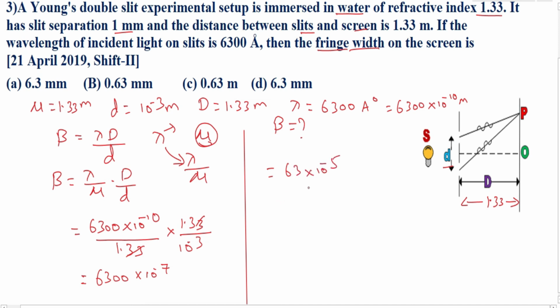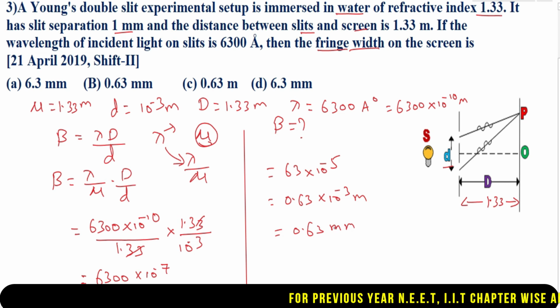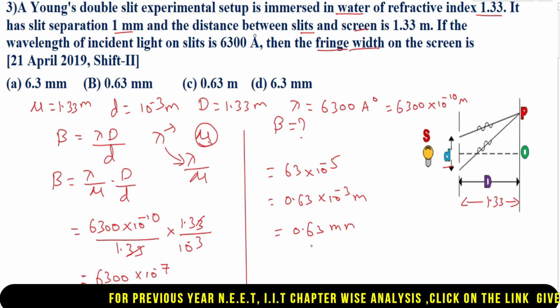Now this I have to convert into meters. That is 0.63 into 10 power minus 3 meters, that is equal to 0.63 millimeters. That is, the fringe width will be 0.63 millimeters, which is option B. Now let us move to our next sum.